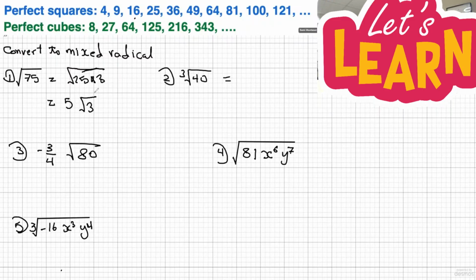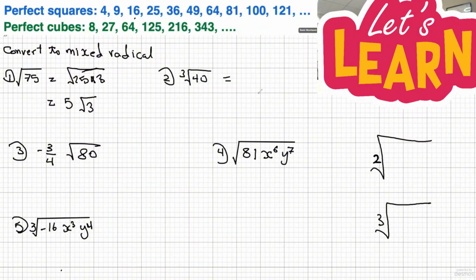Question 2 is a cube root instead. Just to clarify here, when we write a square root sign like this, the index is 2. This here is a 2, but we don't write it when it's a square root. If we don't write it, that means there's a 2 there, and it means the square root. But when I write a 3 there, that means it's the cube root, and the index here is 3.